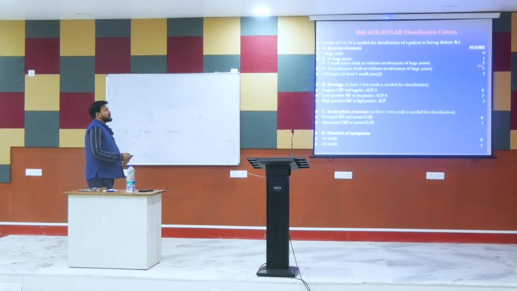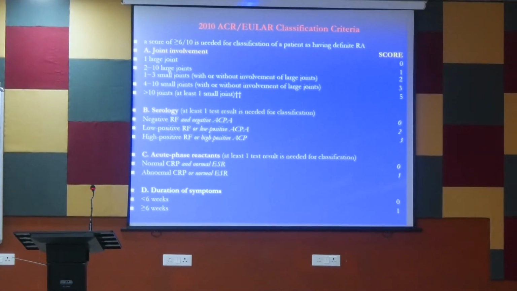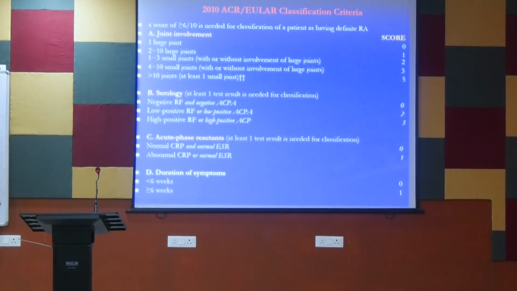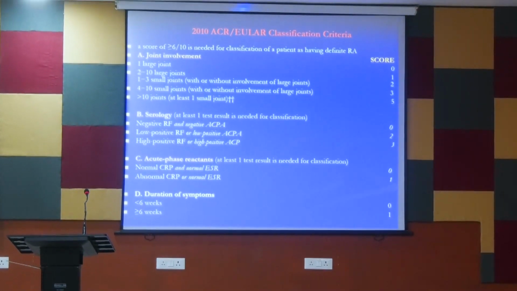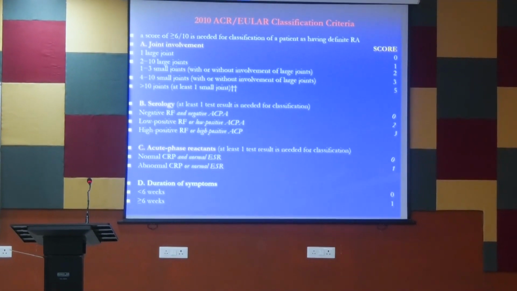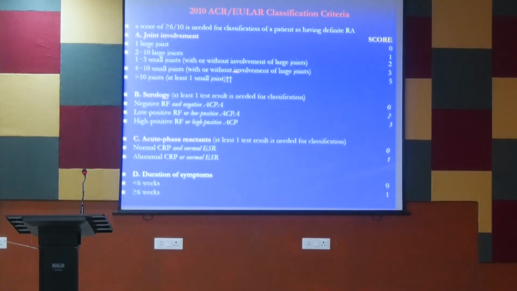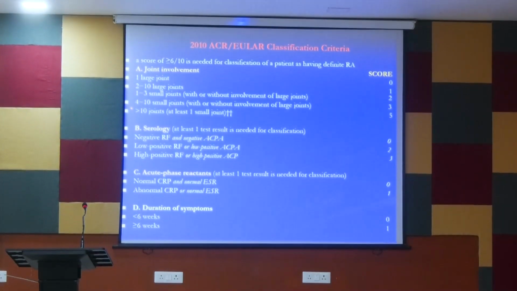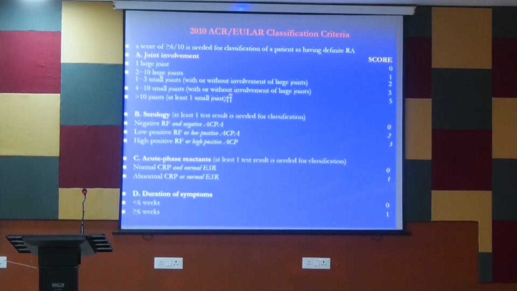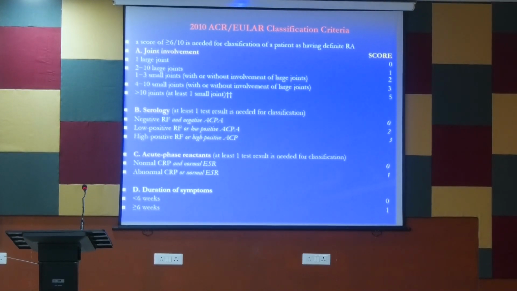2 to 10 large joints, score is 1. 1 to 3 small joints, score is 3. See, the small joints are more important than the large joints. Large joints are more commonly involved in osteoarthritis, and small joints of hands and feet are more commonly involved in rheumatoid arthritis. 4 to 10 small joints involved, score is 3, and more than 10 joints, among them at least one small joint, score is 5. And the diagnosis is positive if the total score is 6 or more.